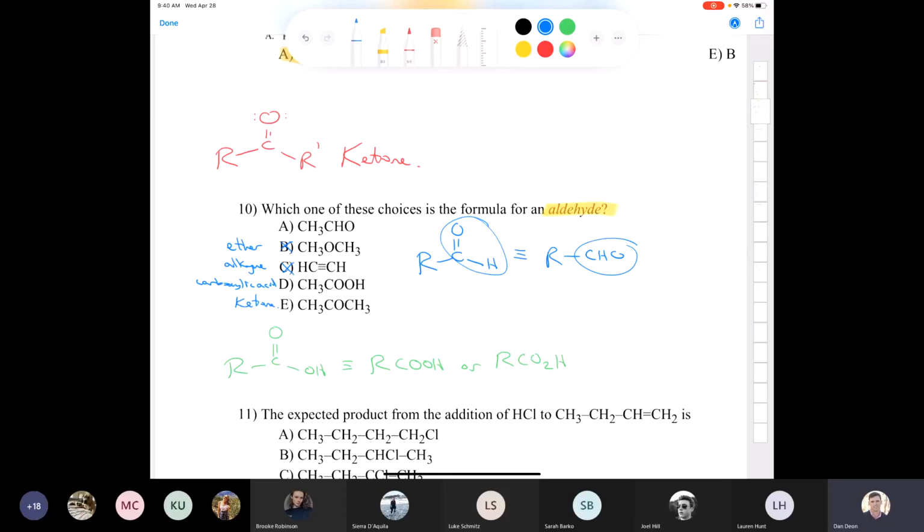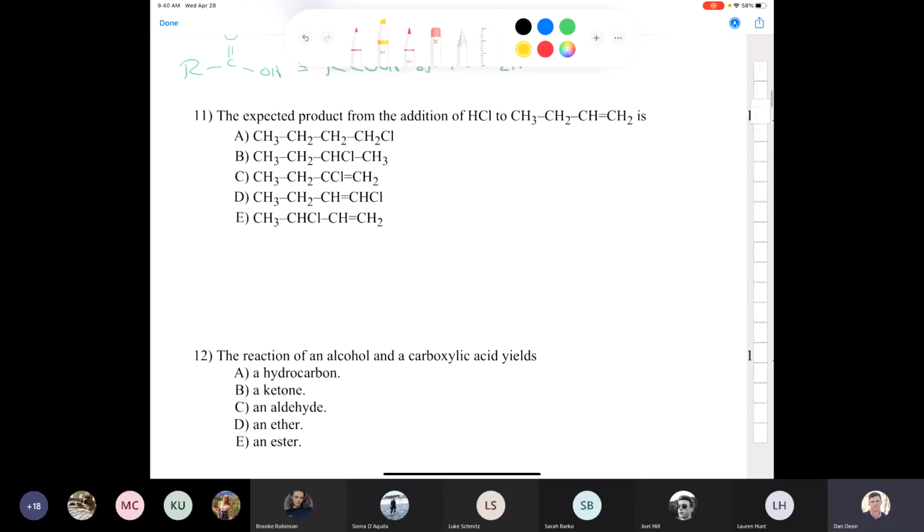And again, I showed you that for a ketone, we can have this, or you can also write it as RCOR, like that. That's a condensed form of the ketone. And so the correct answer is A. This is called acetaldehyde. All right. Let's move on to question number 11.